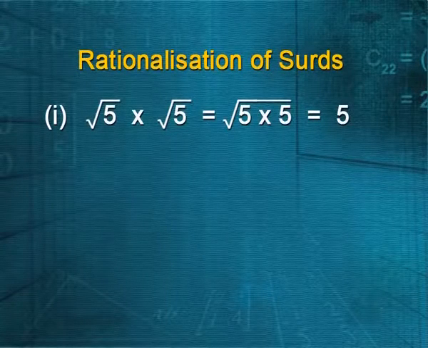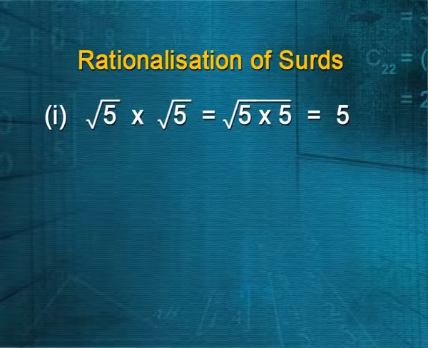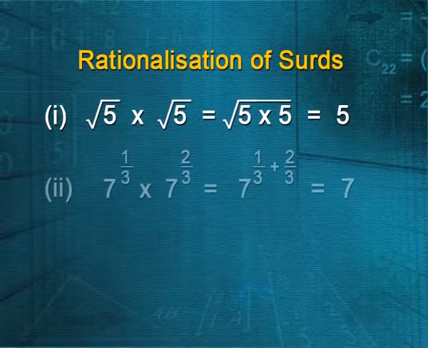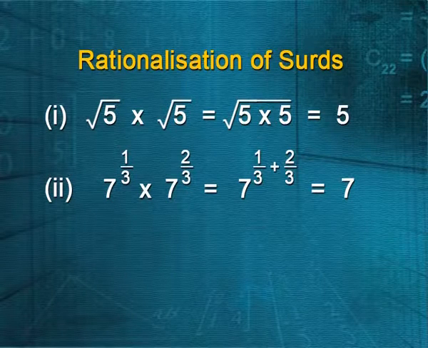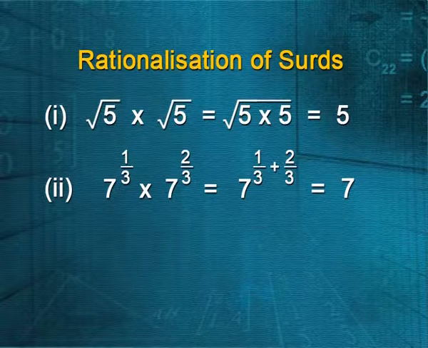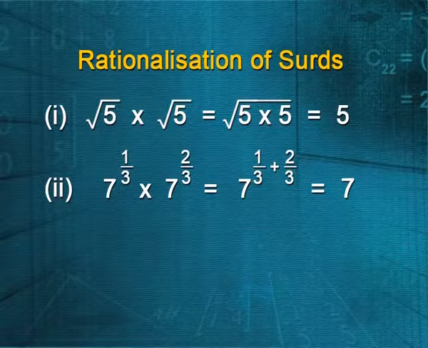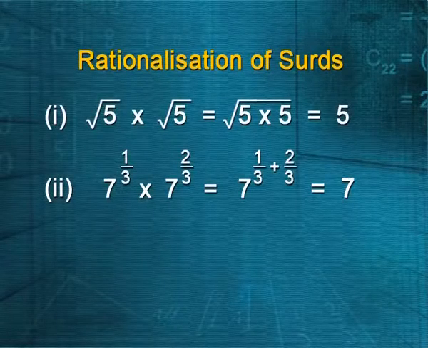Under root 5 is a surd, under root 5 is a surd. You have multiplied the two surds, and on multiplication you get 5, which is a rational number, which is not a surd. Let us see the second example. 7 raised to power 1 by 3 multiplied by 7 raised to power 2 by 3, which is equal to 7 raised to power 1 by 3 plus 2 by 3, which is equal to 7 raised to power 1 or 7. Now again look at the example that you have taken two surds, and product of these two surds is a rational number. Let us see the third example.